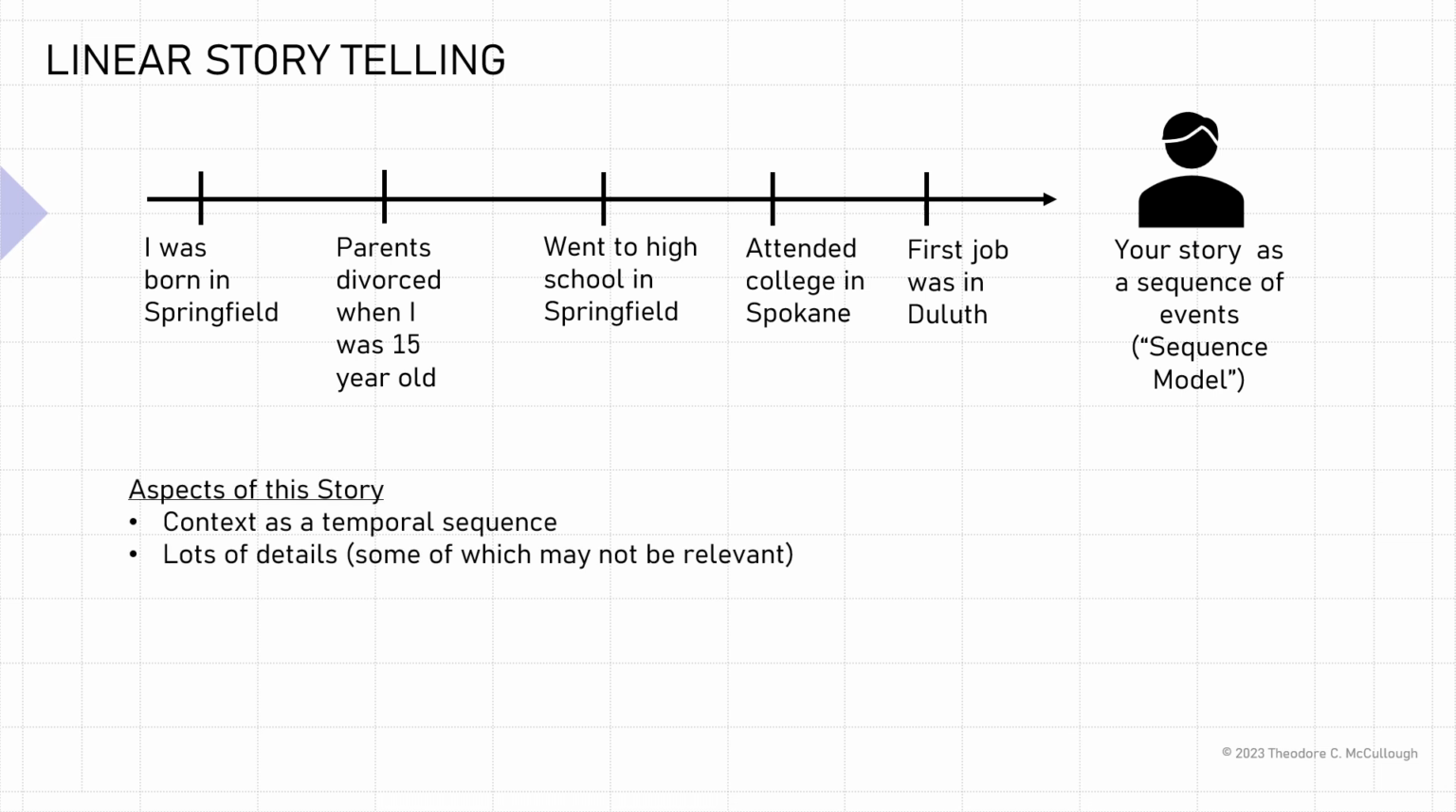And so aspects of the story would be that context is really expressed as a temporal sequence. So it's displayed here, basically, as this temporal sequence of birth to one's first job. And another aspect of this approach is that there's a lot of details which may not be relevant to one's story. For example, the fact that one attended college in Spokane or went to high school in Springfield may be much less relevant than, say, when one's parents divorced. But the key idea here is that it's a linear description of one's life and of a sequence of events.